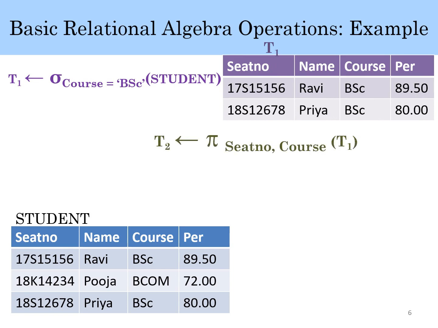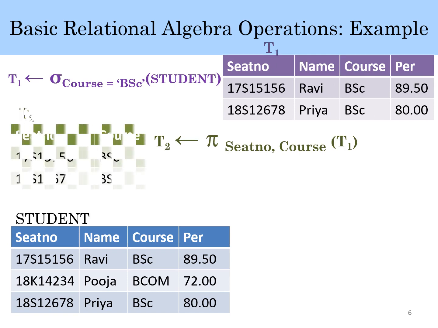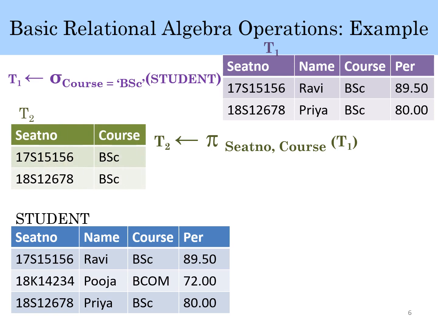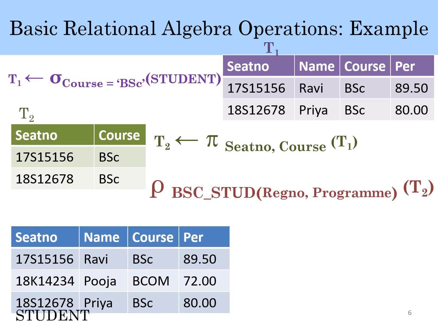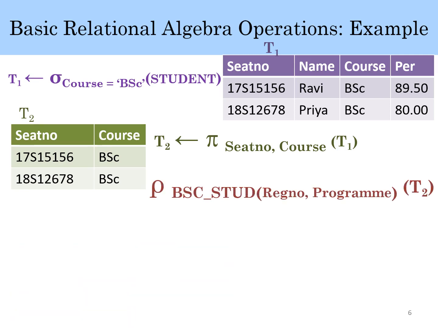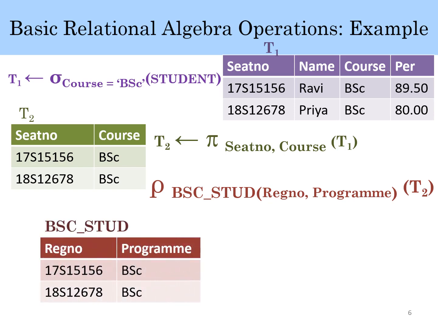Next, in this table T1, let us select only seat number and course, and let us call that T2. So this is our table T2 with seat number and course. Now we have to rename it. For that we have the rho operation. So it is rho and the new name should be BSc Stud. Let us call seat number as register number, and course as program. So that we will have this result.